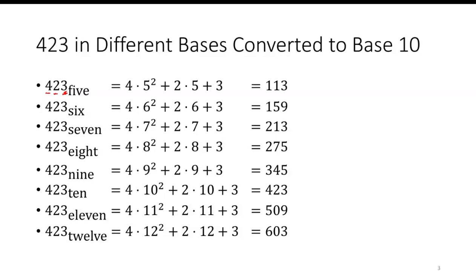423 base 6 is 4 times 6 squared plus 2 times 6 plus 3. Put it in the calculator, you get 159. 423 base 7 is 4 times 7 squared plus 2 times 7 plus 3, 213, and so on. Notice that 423 base 10 is 4 times 10 squared plus 2 times 10 plus 3. Comes out to be 423. Not accidental. But I can continue on. 423 base 11 was 4 times 11 squared plus 2 times 11 plus 3. That comes out to 509. And you can continue on with whatever number you want to use.